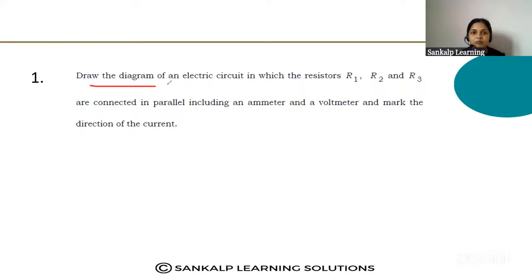Draw the diagram of an electric circuit in which resistors R1, R2 and R3 are connected in parallel, including an ammeter and voltmeter, and mark the direction of the current. Here, you should draw the circuit diagram. It should contain the three resistors connected in parallel. I will draw a rough diagram.